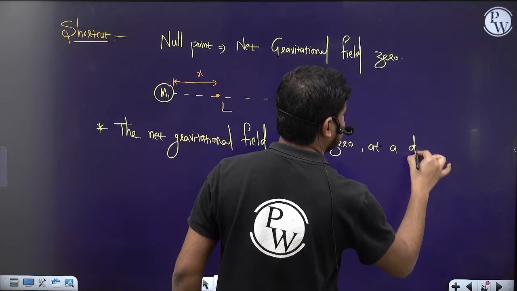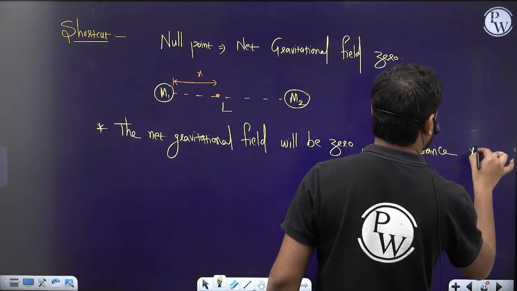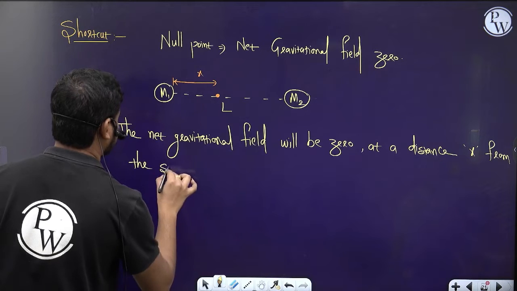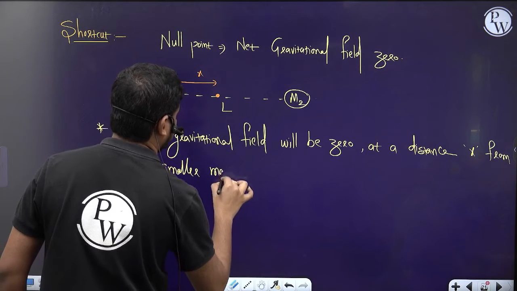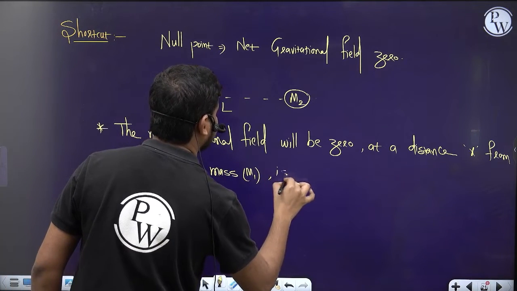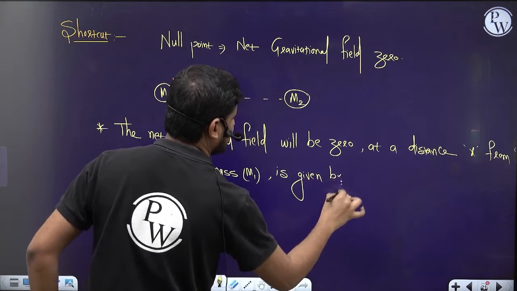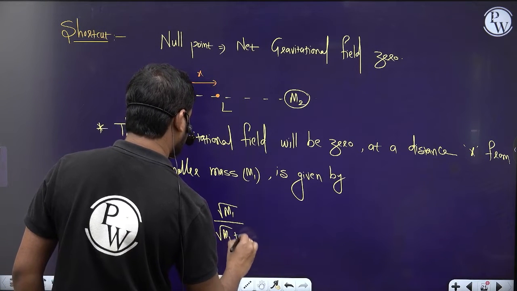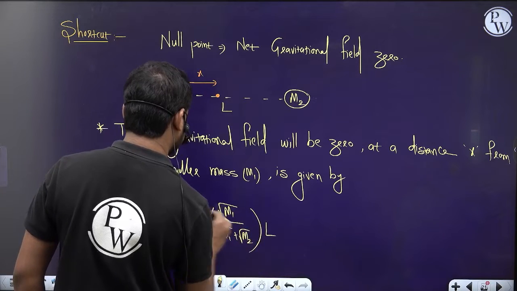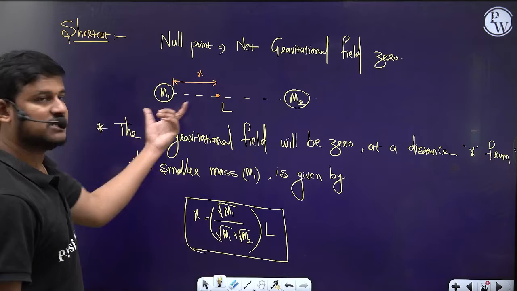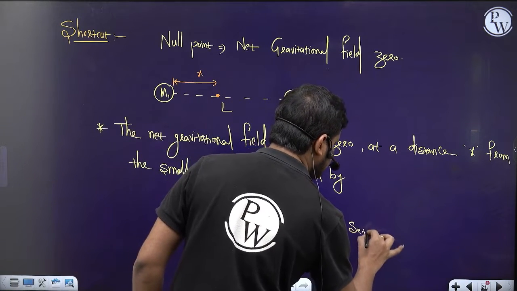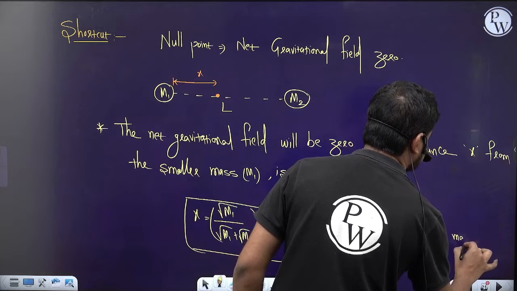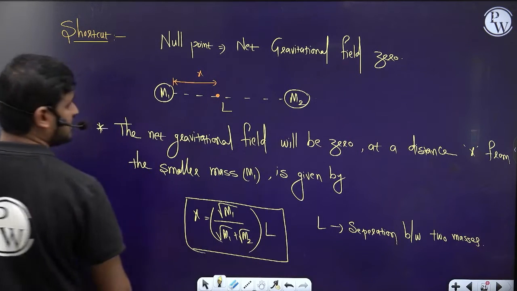At a distance x from the smaller mass M1, that distance x is equal to root M1 by (root M1 plus root M2) into L. So L is the separation between the two masses. What is L here? L is the separation between the given two masses. That's it. Clear? Understood this point, guys?